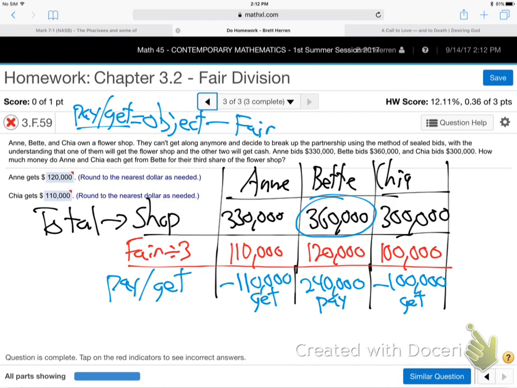No, if they bid nothing, what's nothing divided by 3? It's nothing. Then their fair share would be nothing. They're going to get nothing. That's it. You can't cheat the system. You need to be honest. If you try to do something tricky, it's going to trick you.